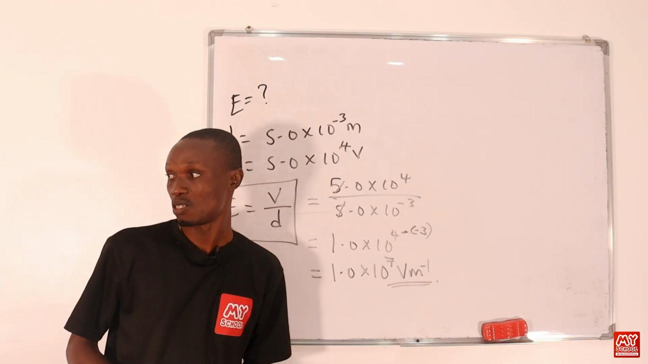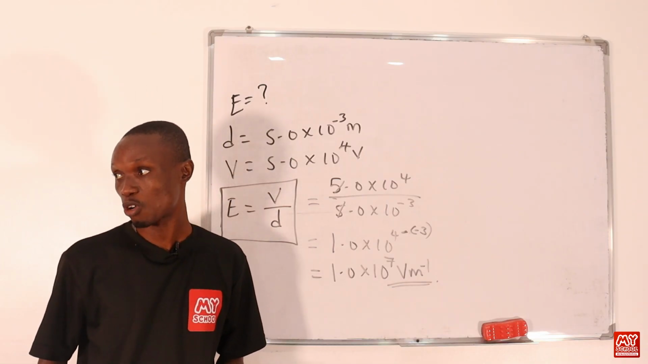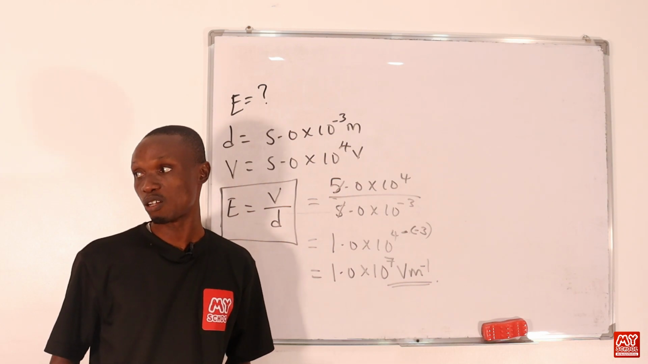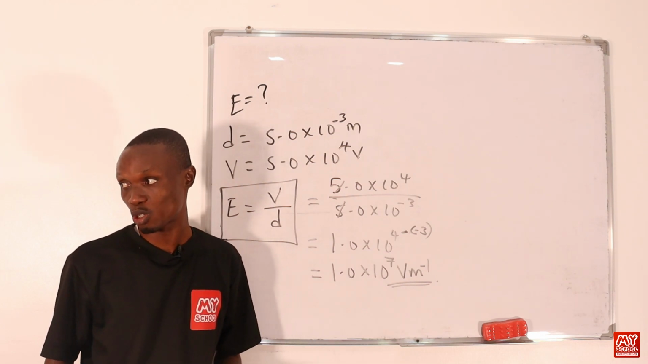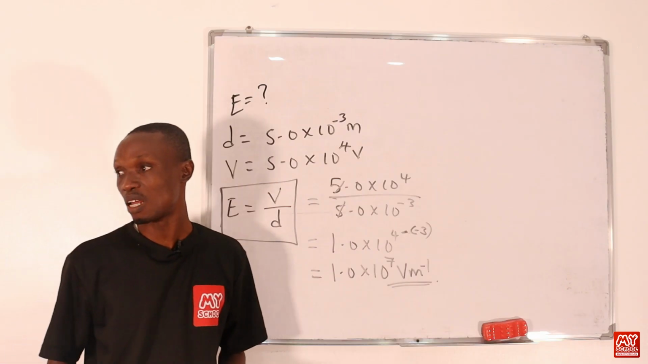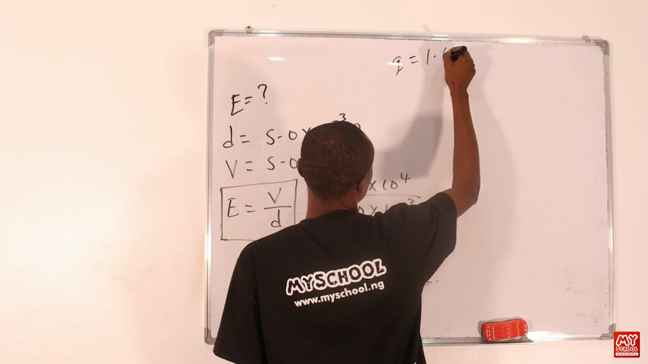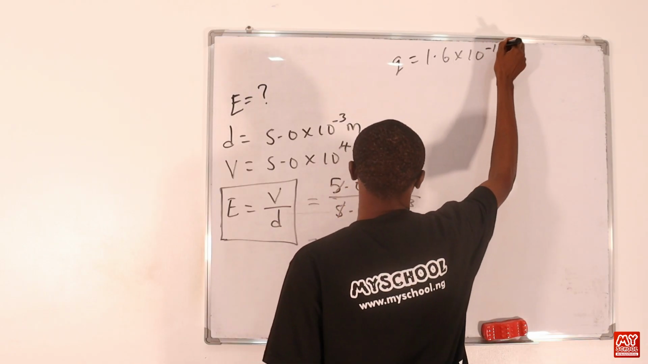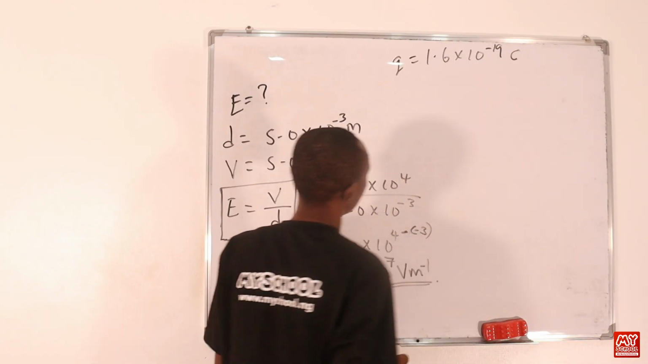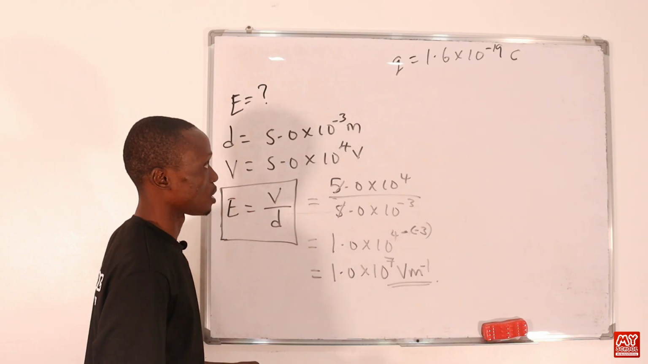So let's solve the second question, which is II. For the II, we are asked to calculate for the force on the electron. But remember, we are given electron charge to be equals to 1.6 times 10 raised to the power minus 19 Coulomb. So that is the value of the electron charge.